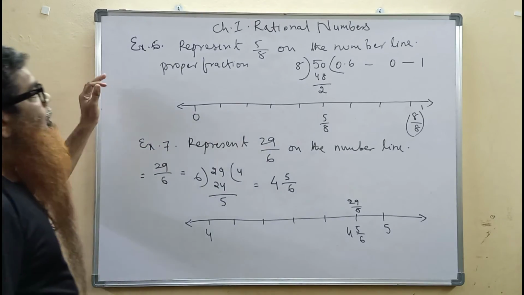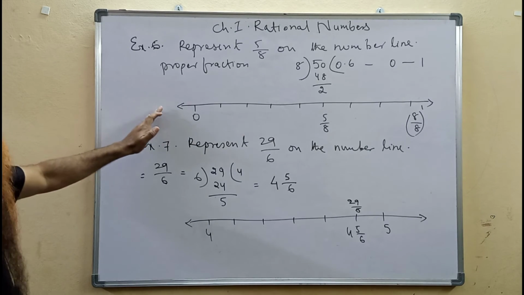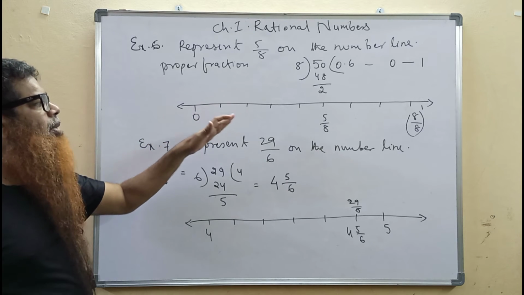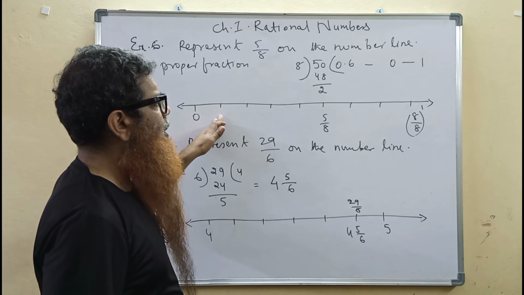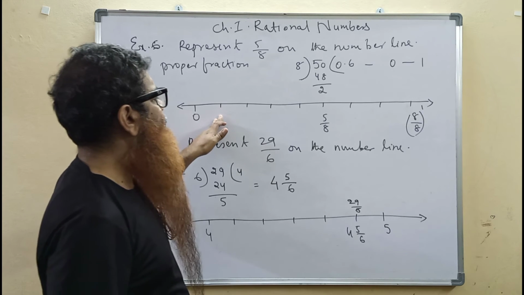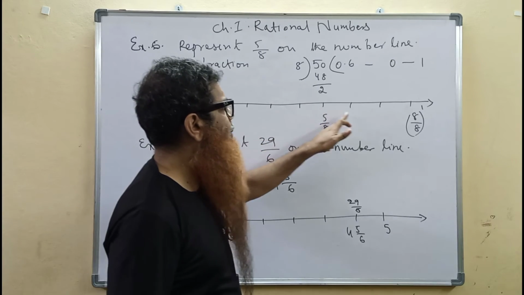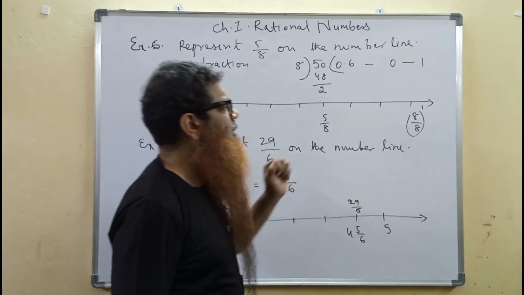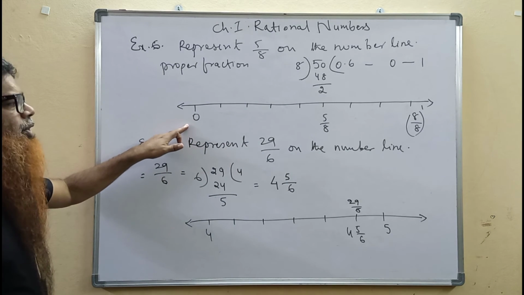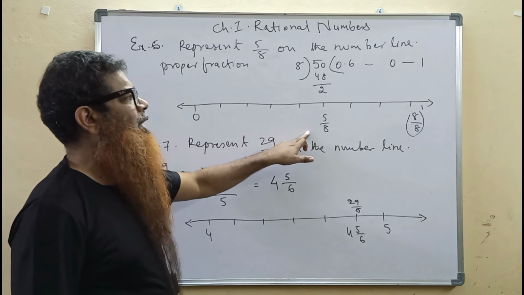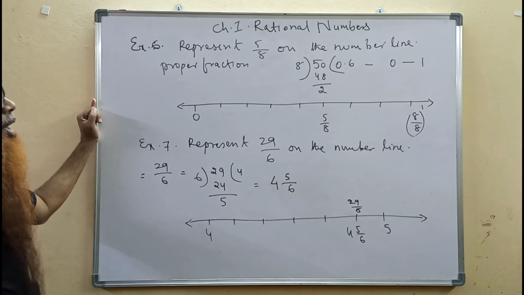The number 5 by 8 lies between 0 and 1. We draw the number line from 0 to 1, marking 8 equidistant points from 0 to 1. Starting from 0, we have 1, 2, 3, 4, 5, 6, 7, and 8. This 8 by 8 is equal to 1. That is 1 there, and we started from 0. The fifth point is 5 by 8. That was the required point which was to be marked on the number line.